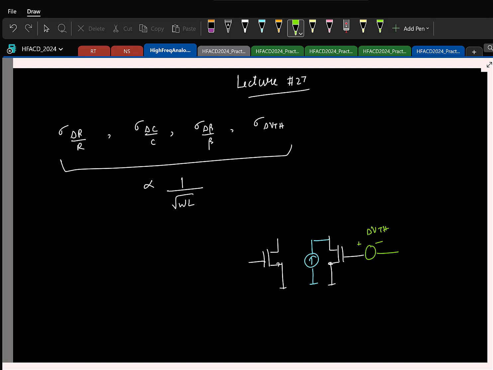Again, the polarities don't matter because it's a random quantity. We are only interested in the standard deviation. And as I mentioned in the last class, typically the threshold voltage mismatch is the dominant mismatch compared to the current factor.